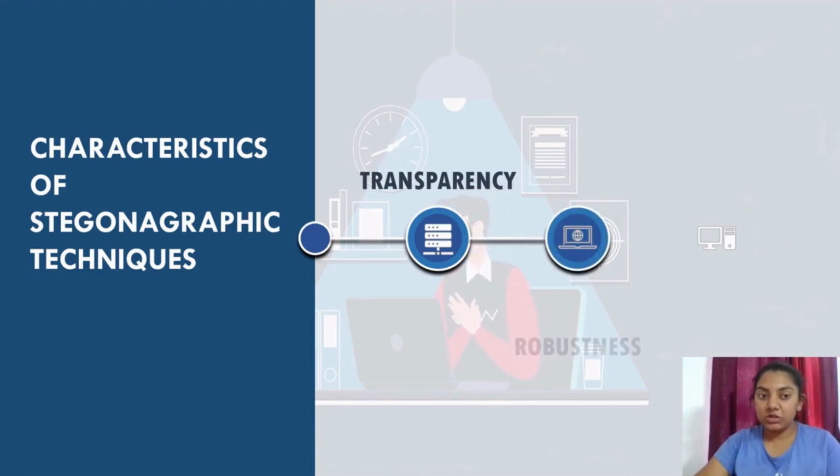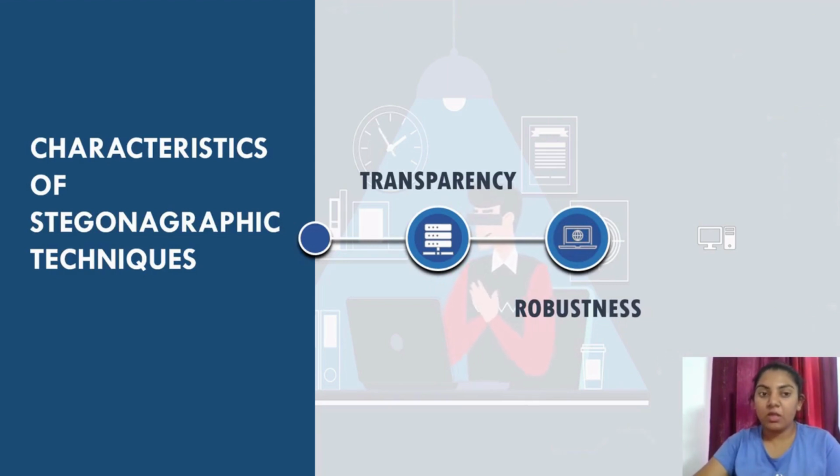The next feature is robustness. Now, robustness is the ability of a message to remain undamaged even if the stegomedia undergoes some sort of transformation like cropping, scaling, blurring, or linear or non-linear filtering. So, we want to make sure that the technique in any way does not affect our secret message.